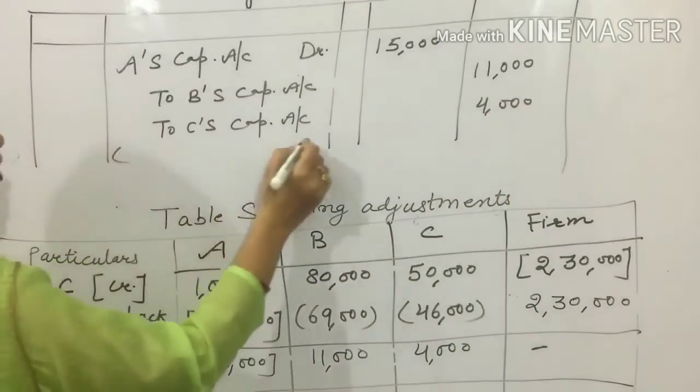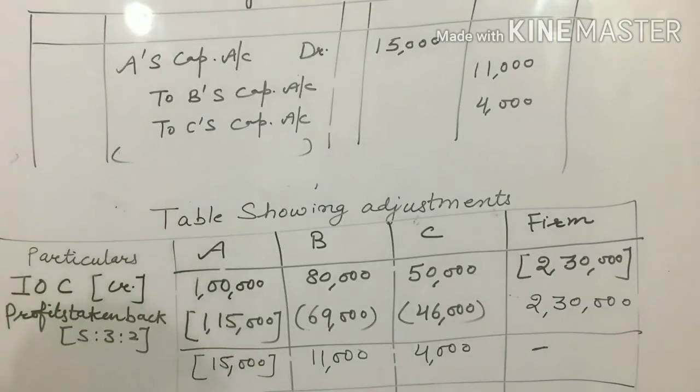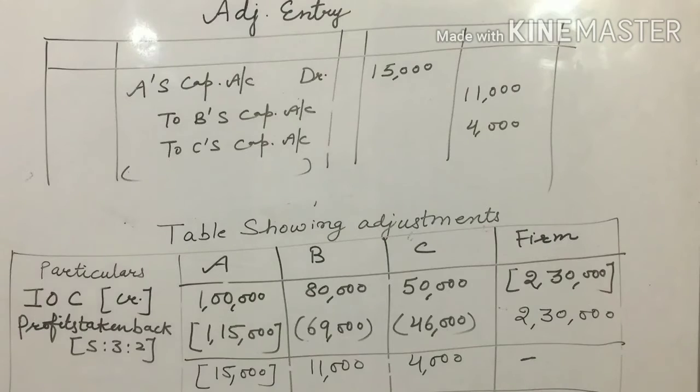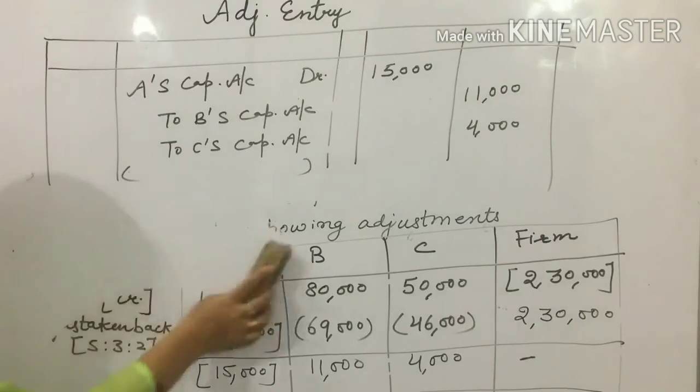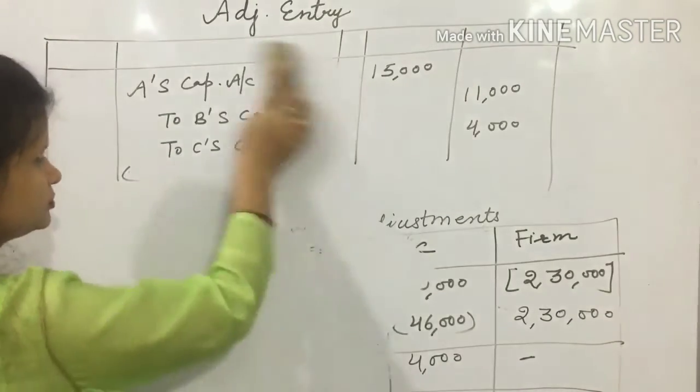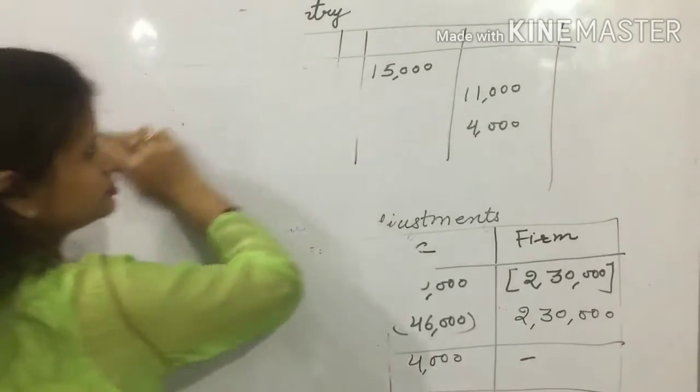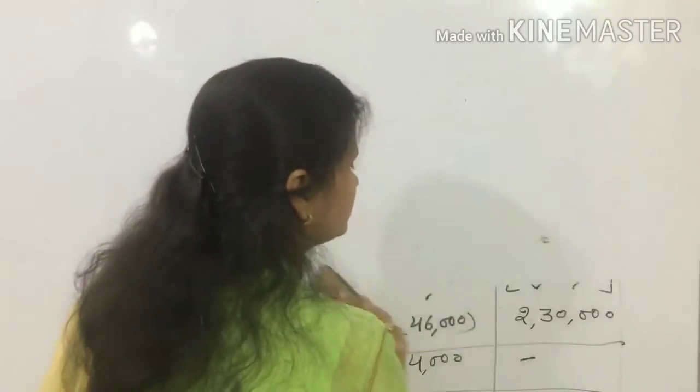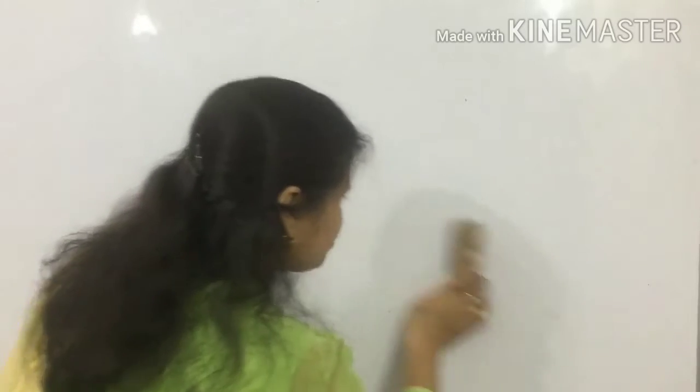And you can give the narration, the adjustment entry passed. This is how you have to proceed while solving questions related to adjustment in closed capital accounts. Now let us discuss one more example. In this example, we will consider reverse of this situation.